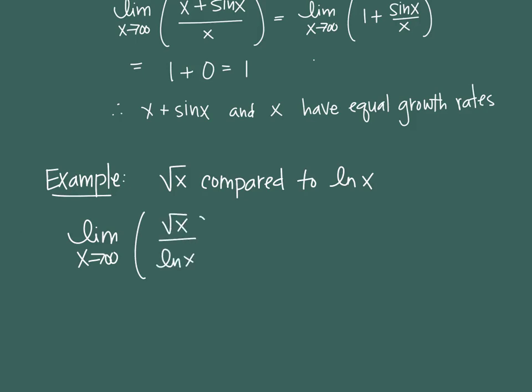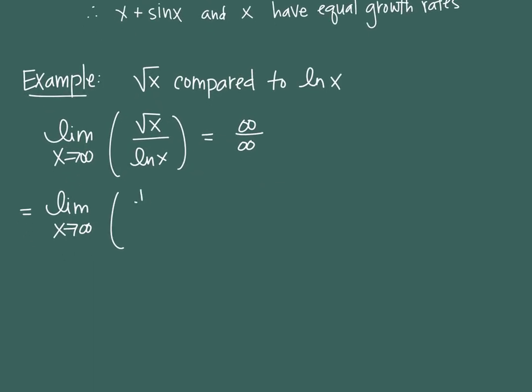But okay. Well, first of all, I get an indeterminate form. So we're going to need L'Hopital. So that'll give me 1/2 x to the negative 1/2 over 1 over x. Okay, so let's clean that up a little bit. All right, so it is 1/2 x to the what?